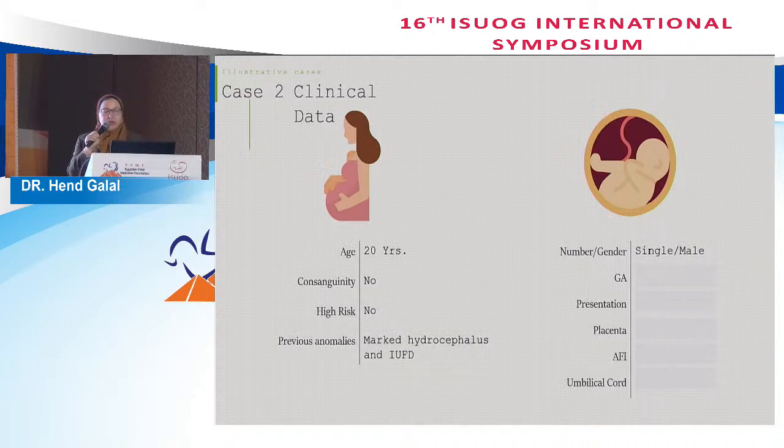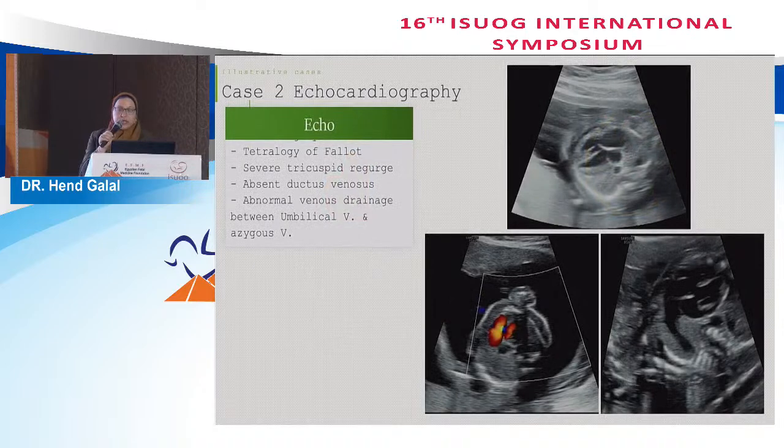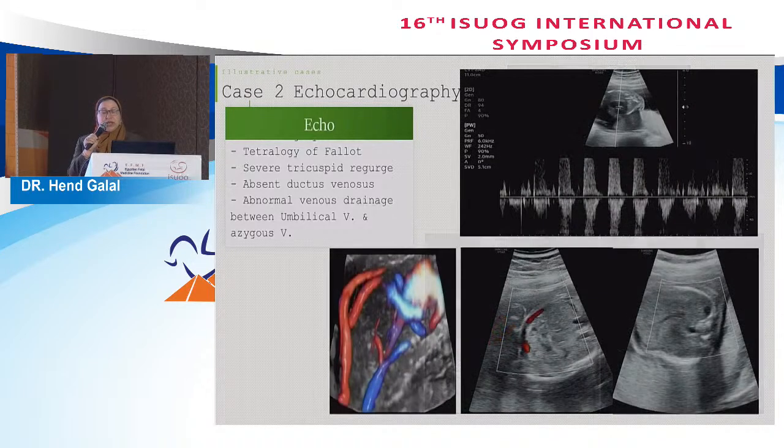She has a previous anomaly with a fetus with marked hydrocephalus with intrauterine fetal death. The baby was male, 24 weeks gestation with cephalic presentation and normal placenta, umbilical cord and amniotic fluid index. The fetal echocardiographic finding gave cardiomegaly, picture of tetralogy of Fallot, severe tricuspid regurgitation, absent ductus venosus, with abnormal venous drainage between umbilical vein and azygous vein.